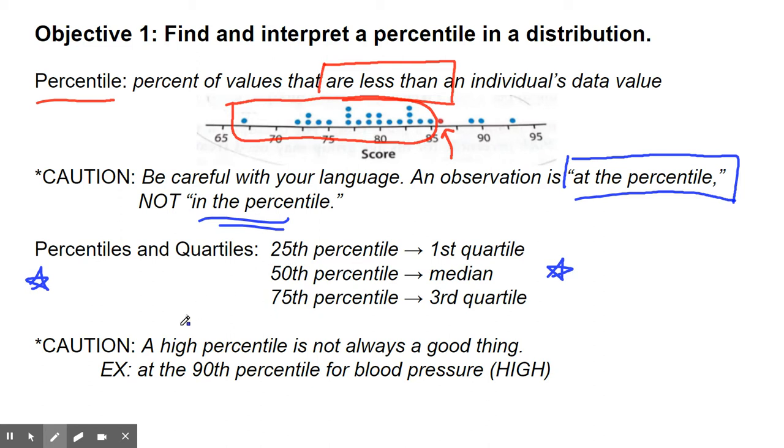And then the last caution here, a high percentile is not always a good thing. Example, at the 90th percentile for blood pressure, that means you have higher blood pressure than 90% of everybody else. That might not be a great thing.